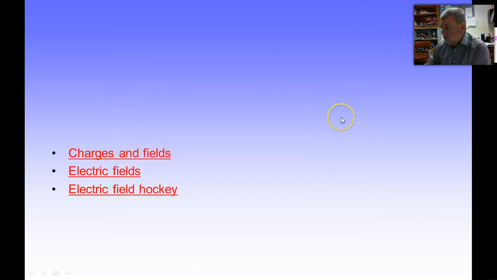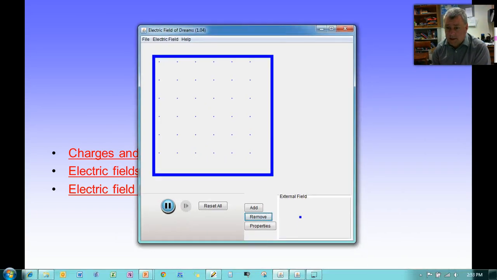Now let's bring the next one across. This one's a little bit different. In this case, you put charges in. This is called Electric Field of Dreams. You'll find it on the OneNote. We add a charge to it. There's a charge. There's the electric field, because I think this is a positive or negative charge.